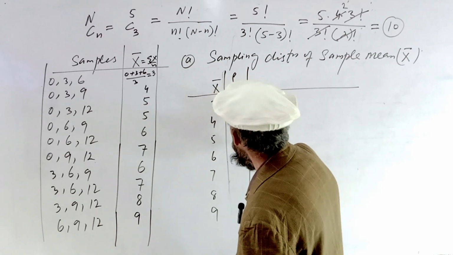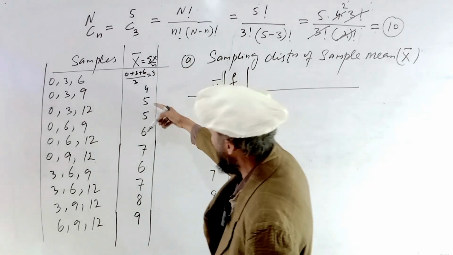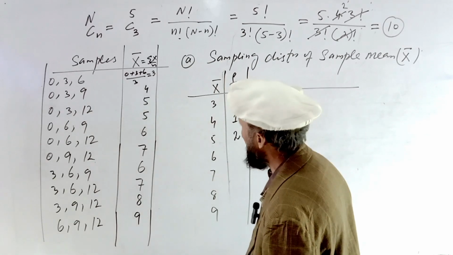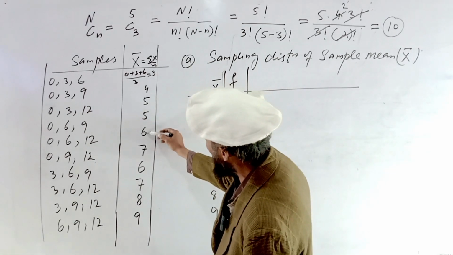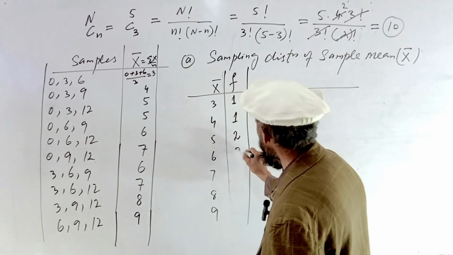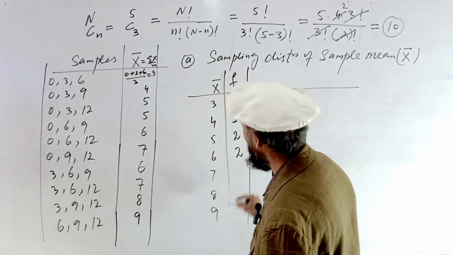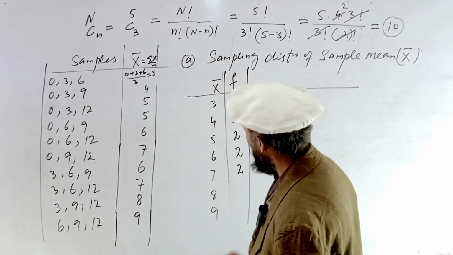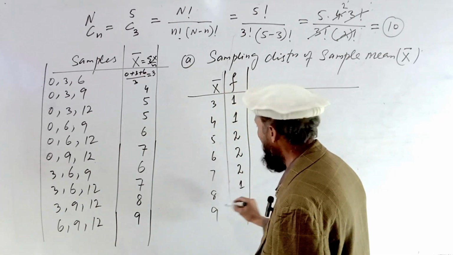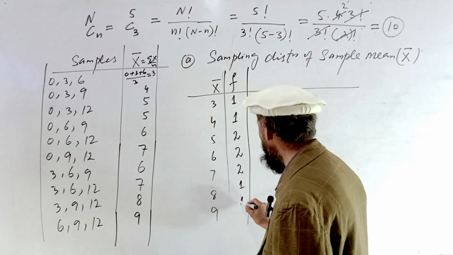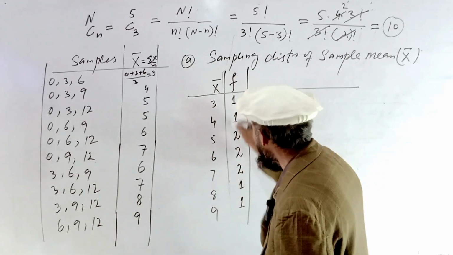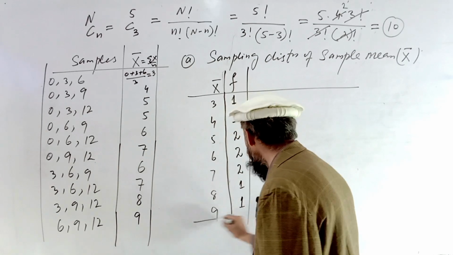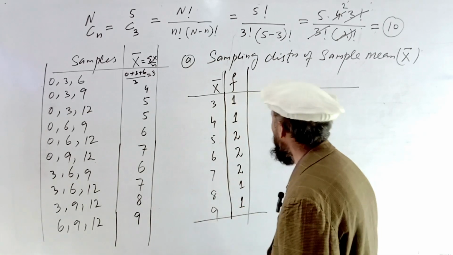Similarly, 5 is repeated 2 times, so frequency is 2. 6 is repeated 2 times, frequency is 2. 7 is repeated 2 times, 2. 8 is repeated just one time, and 9 is repeated just one time. This is the frequency of the sample means.